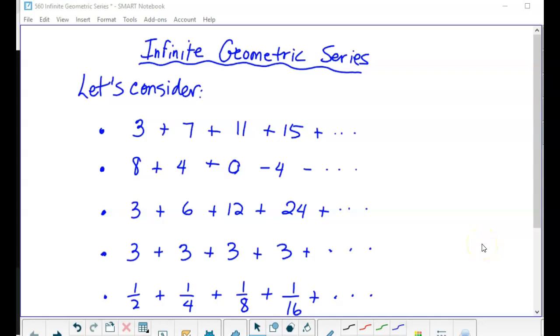Okay, so you're copying down those 5 series. Take a look at them and consider, they've all got dots at the end. So they go on forever. They're infinite series. If you wanted to find the sum of the infinite series, 1,000,000 terms, would that be something that you could do? So the first one, it's arithmetic.